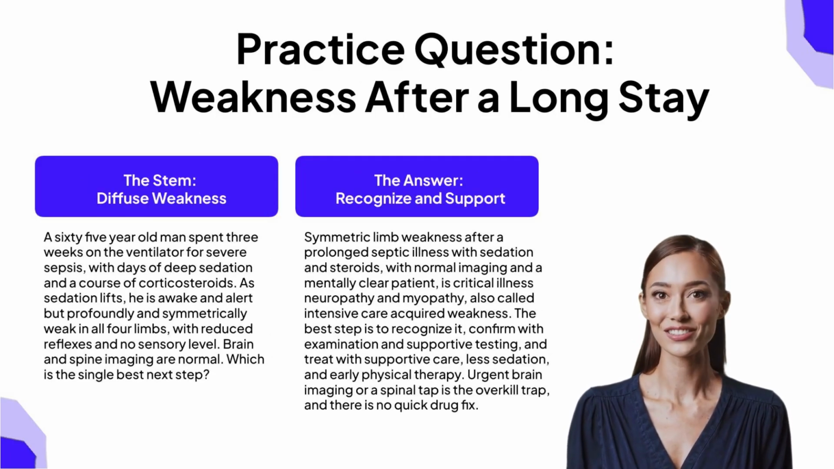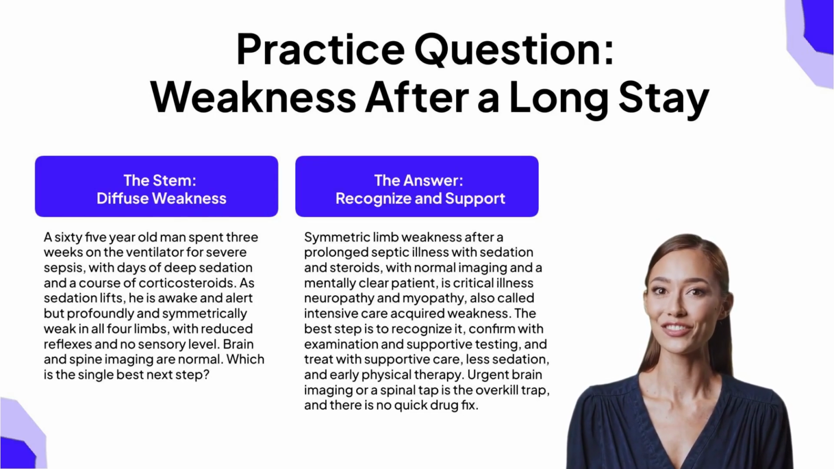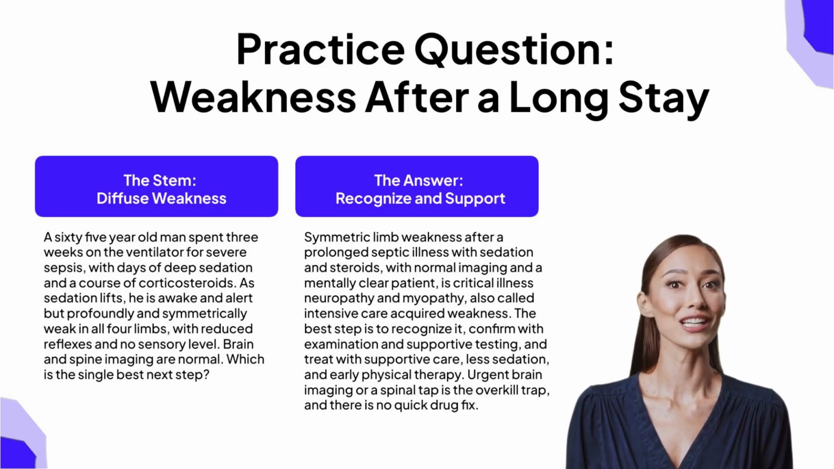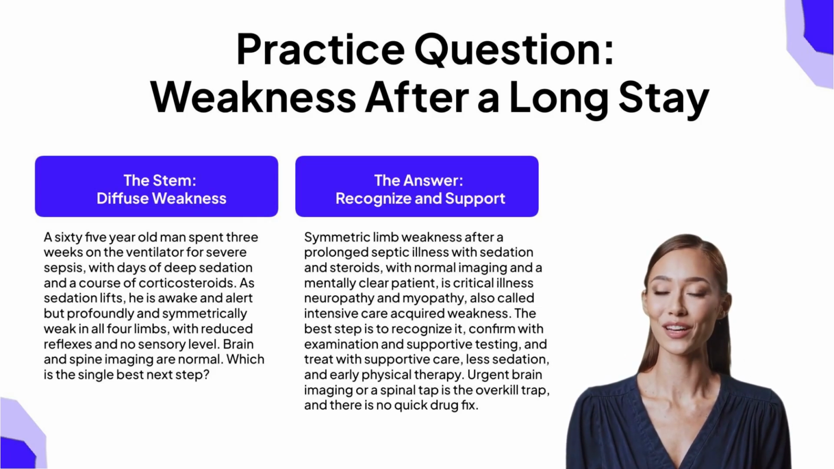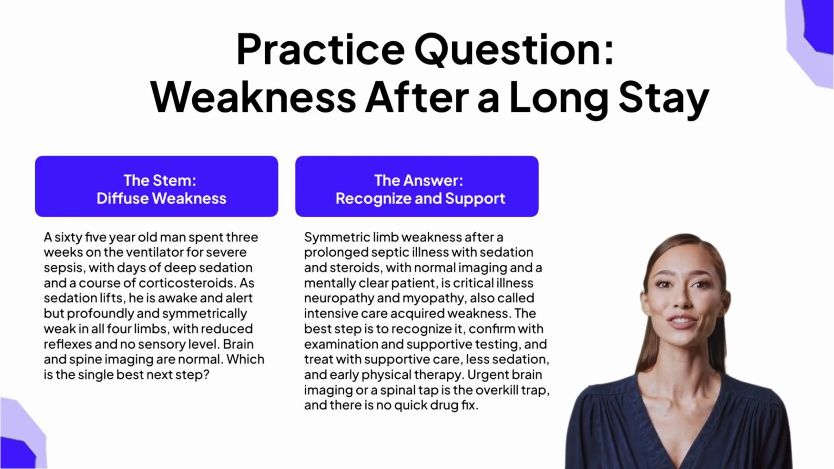Our last pattern is the weakness that follows a long, critical illness. Read the stem. A 65-year-old man spent 3 weeks on the ventilator for severe sepsis, with days of deep sedation and a course of corticosteroids. As sedation lifts, he is awake and alert, but profoundly and symmetrically weak in all 4 limbs, with reduced reflexes and no sensory level, and his brain and spine imaging are normal.